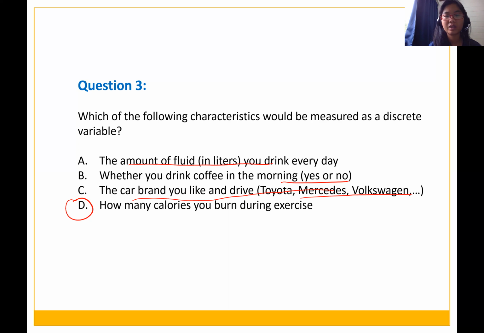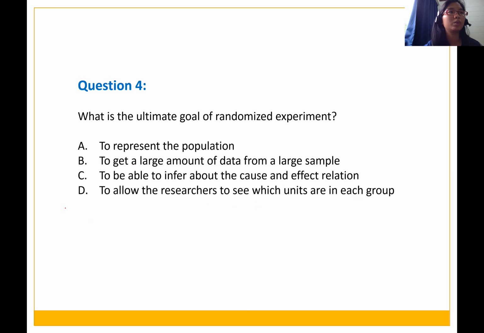Now let's go to question 4, and we only have this one and 2 more to go. So what is the ultimate goal of a randomized experiment? To represent a population, to get a large amount of data from a large sample, to be able to infer about the cause and effect relations, or to allow the researchers to see which units are in each group. Now remember, the question is asking you about the ultimate goal, and so this should be very straightforward. But I will still give you guys some time to think about it. I'll give you a minute and we're gonna be back for questions.